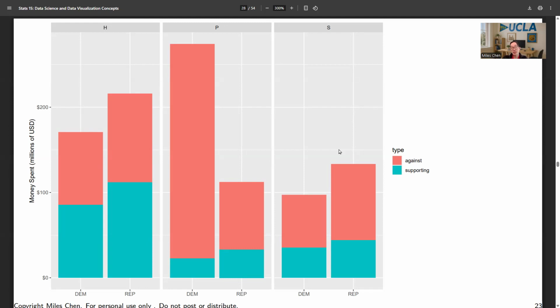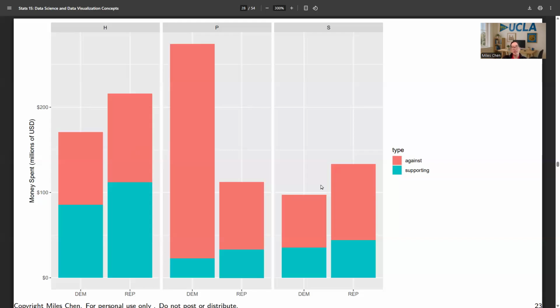We look at the Senate races, and we see there's actually quite a bit of money spent against Republican Senate candidates. There was some money supporting it. There's some money spent anti Democratic Senate candidates, and some spent for. But the difference isn't as dramatic as it was for the presidential candidate. If you look at the size of these bars, like this red bar and this red bar, kind of similar. This one's a little bit bigger.